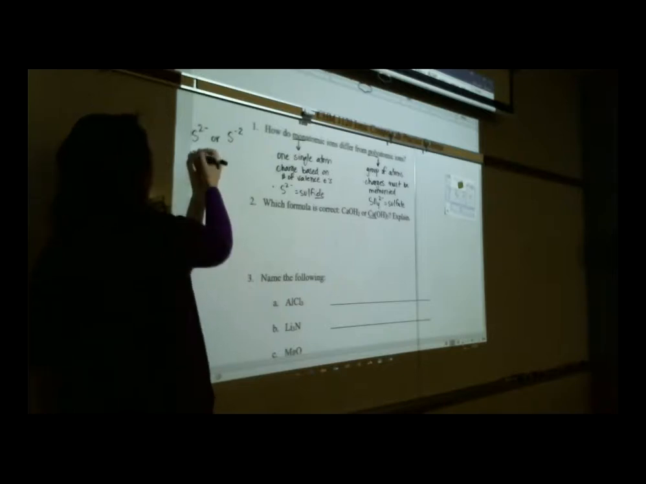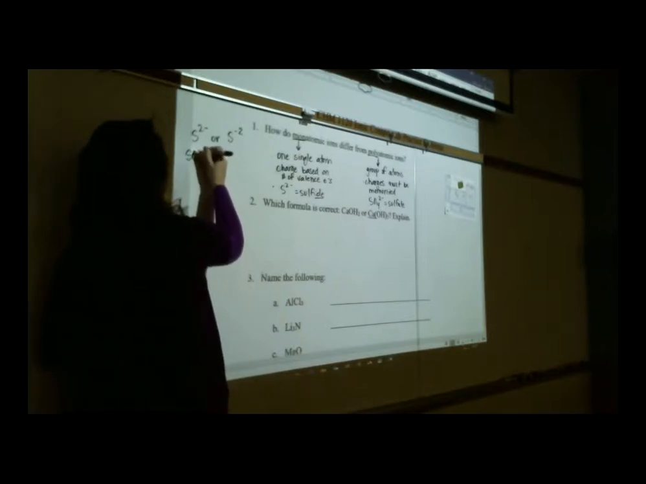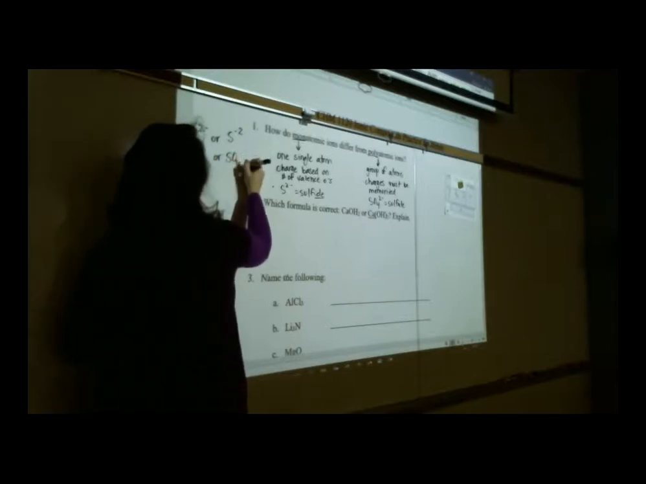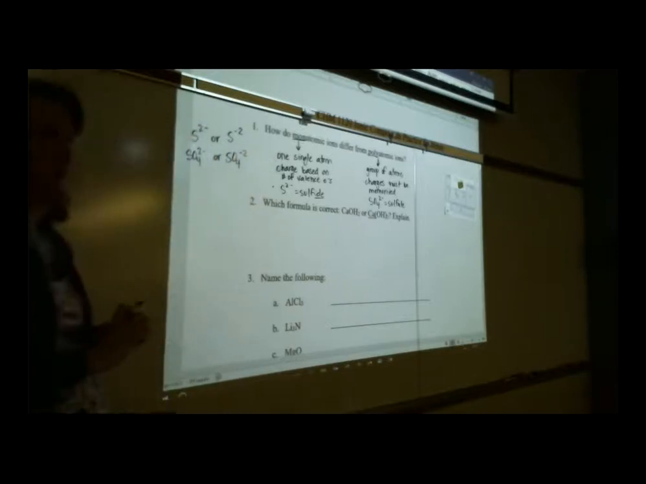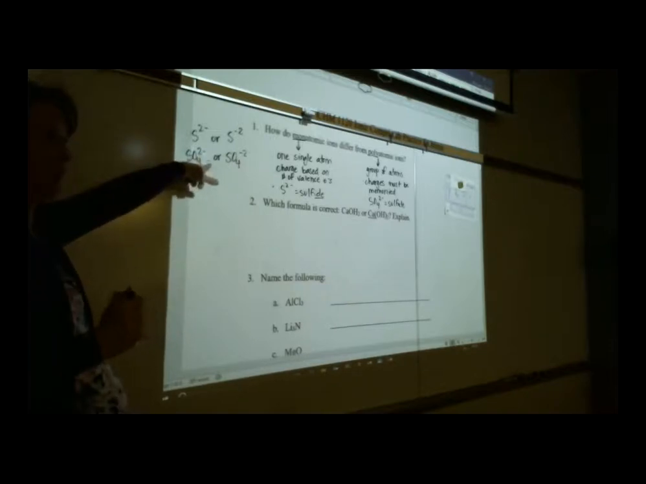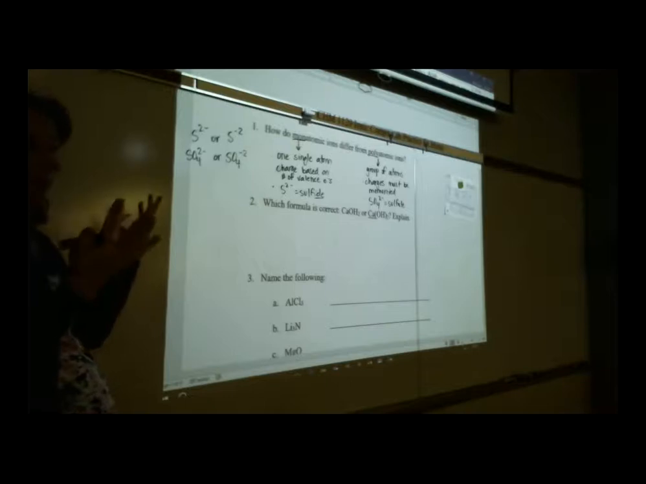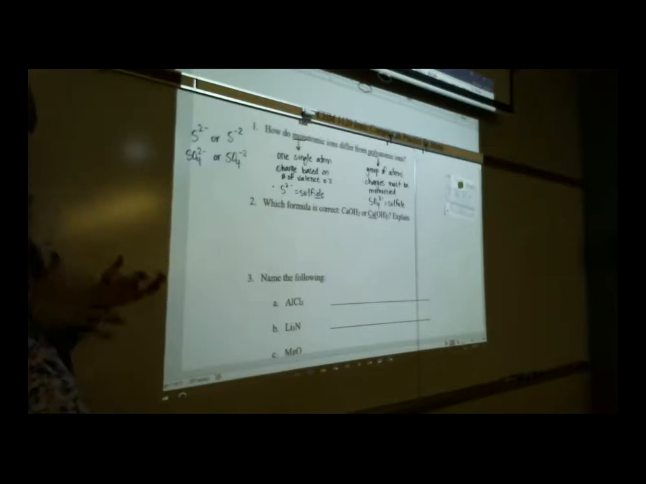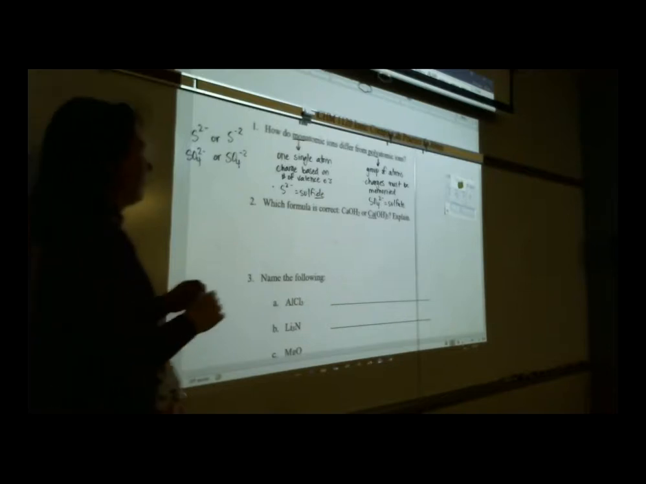Okay. Same with the polyatomic ions. If you want to write it as SO4 2 minus, or if you want to write it as SO4 minus 2, I'm not going to get obsessive about that. Okay, because as long as you've got the formula and the charge together correctly, that's all I'm interested in. Okay. We good on number 1, differentiating between monatomic and polyatomic? All right.